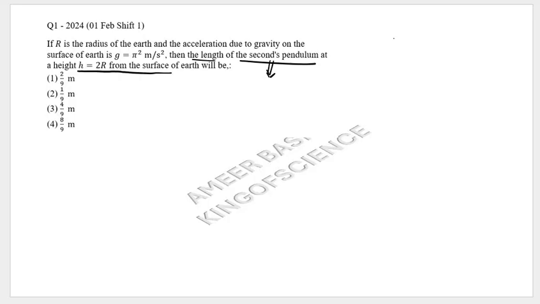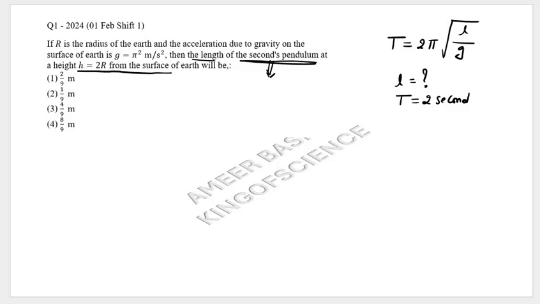The time period of a simple pendulum, we all know, is simply 2 pi times the square root of L divided by g. L is the length of the simple pendulum and g is the acceleration due to gravity. The length of the simple pendulum is what we need to calculate. The seconds pendulum especially will have a time period of 2 seconds. So a seconds pendulum will always have a time period of 2 seconds.